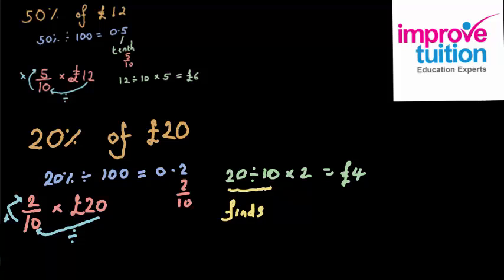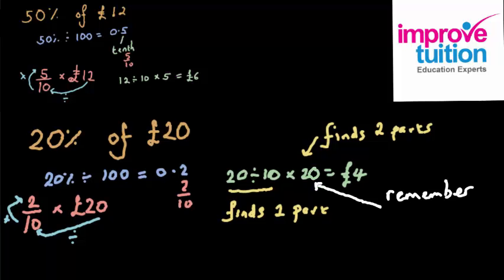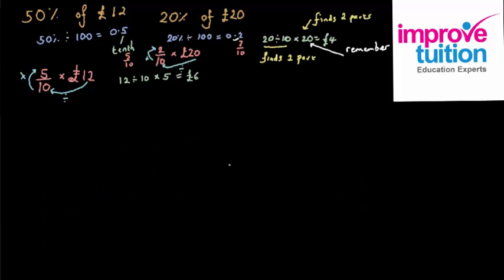Okay, so 20 divided by 10 was... really what we're doing is first finding one part. That finds one part, and then we find two parts, because 20 divided by 10 was just one part.